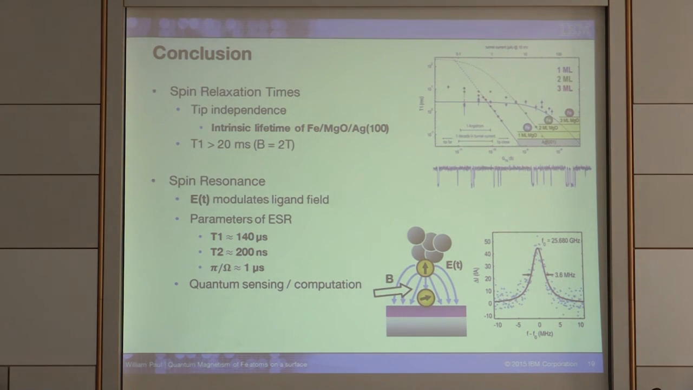And then we've discussed spin resonance, where we have the time-dependent electric field, which modulates a Ligon field, which can do these transitions. And we've determined the principal parameters of the ESR, so a phase coherence time of 200 nanoseconds and a flop time of a microsecond. And we are really looking forward to applying this to quantum sensing and computation with atoms on surfaces.